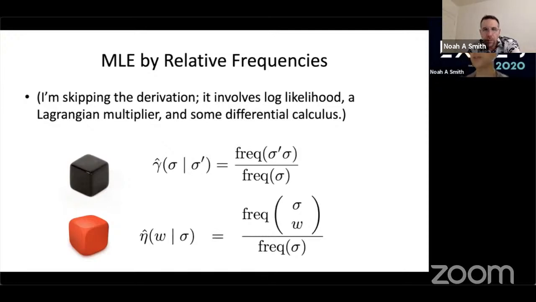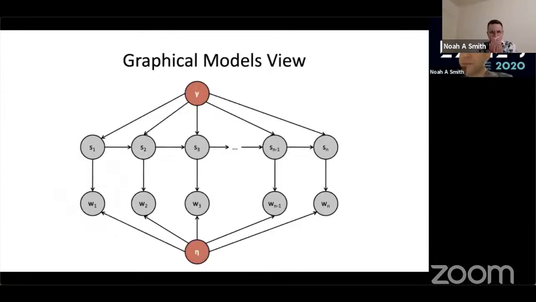In order to get to this solution, the way you derive it is you write down the log likelihood formula for your model, and you say, I want to maximize this. You use a Lagrangian multiplier to force the probabilities to sum to 1. You take derivatives and set to 0, and the rest is basically algebra. I don't think it's important that you know how to do this from scratch. I think it is important that you understand that there is a theoretical reason why we use relative frequency estimation.